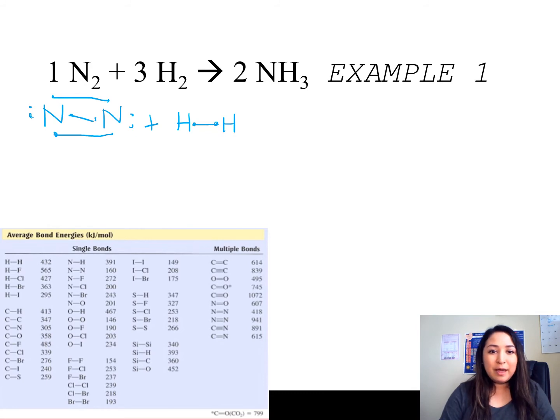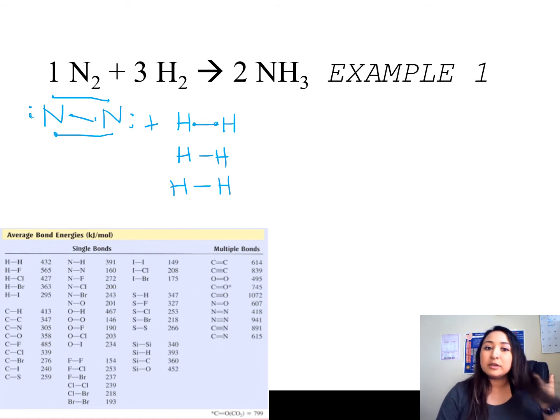Now, because we have a coefficient of 3, that means we need 3 copies of our hydrogen bond with the hydrogen. So I already have 1. We need to draw 2 more because we need a total of 3. And you can see it was a lot easier for me to do it since now I know how hydrogen looks like. So it's easier just to go ahead and bond.